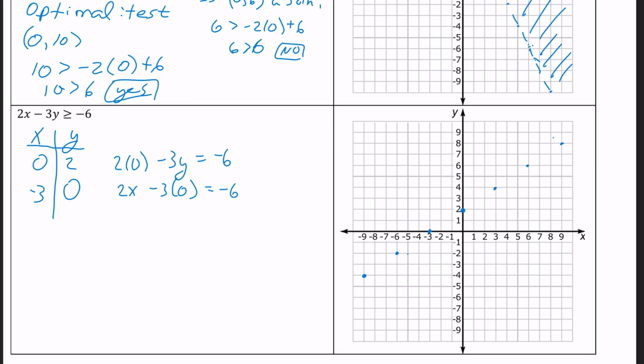Now, should I use solid or dotted? Now, the things at the top just say if it's got an equal sign, you should use a solid line. But remember that a graph is a plot of solutions. So let's just ask a simple question.